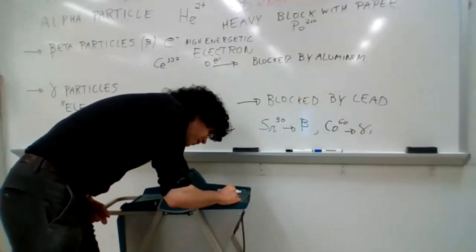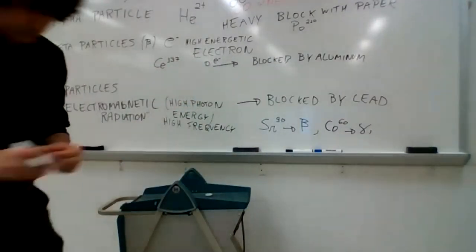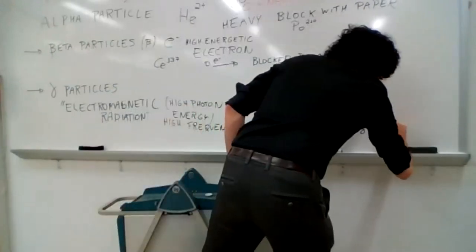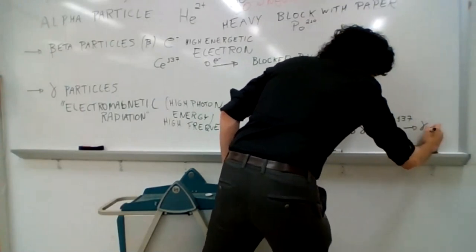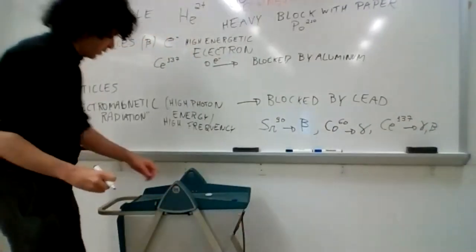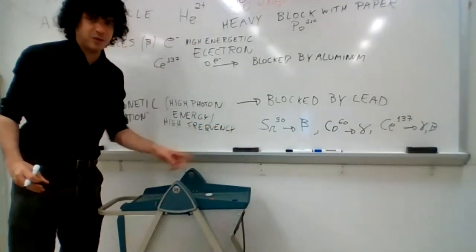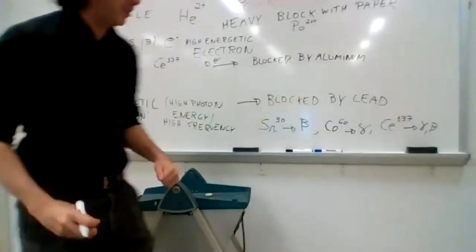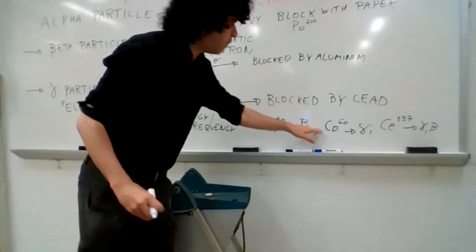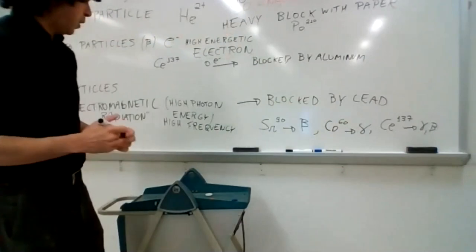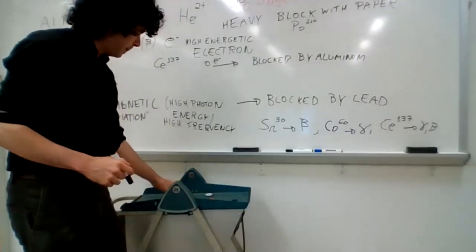And then we have, let me select another one, cesium-137. All right. Cesium-137 emits both gamma and beta. So I put in this order here, from my left to the right, and I hope this is right, good. So strontium, beta particles, cobalt, gamma, and cesium. So these strontium particles on the left side should be blocked by aluminum.